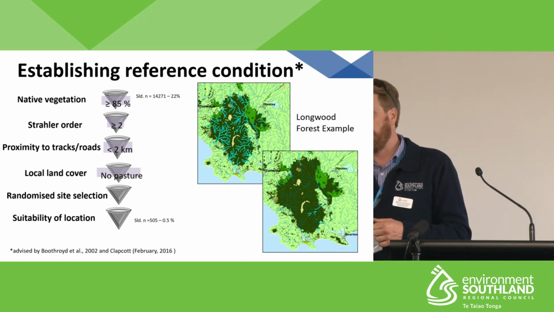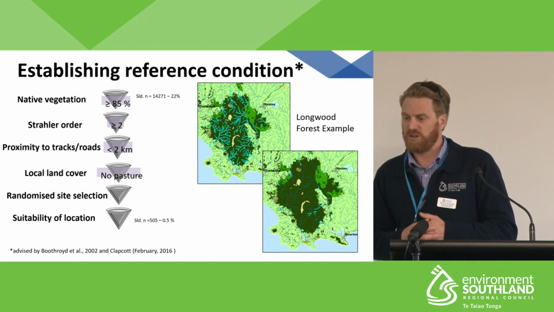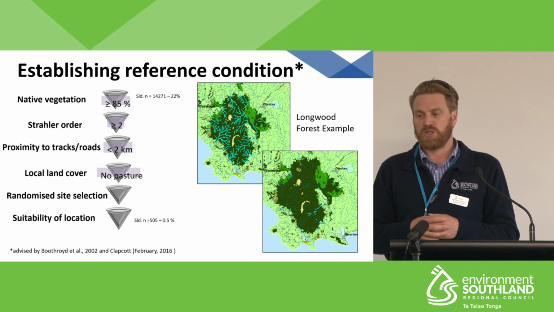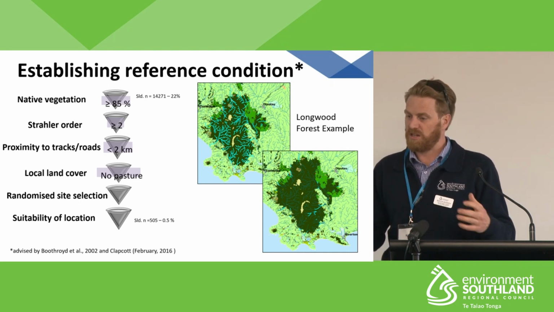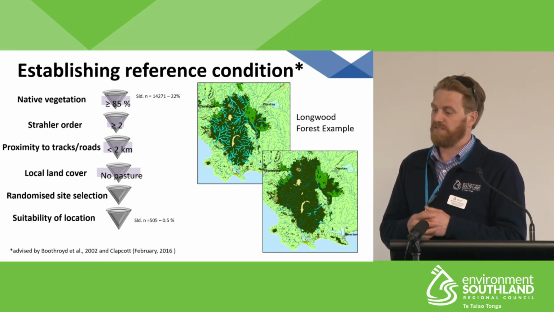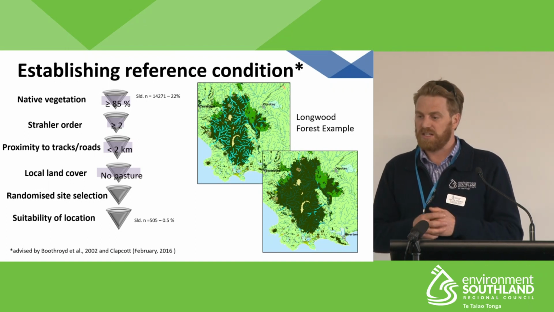500. And I've got a couple of maps on the right-hand side of your screen there to just illustrate an example from the Longwood Forest, from the start of that selection process, potential sites highlighted in the turquoise green through to the end of that process, a relatively small number of sites remaining as candidate sites.